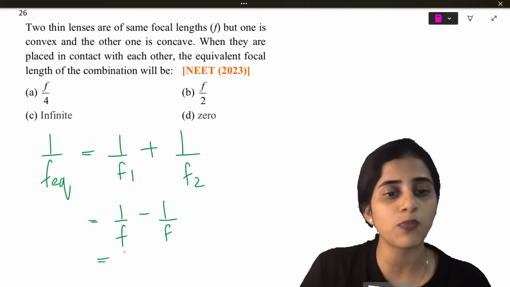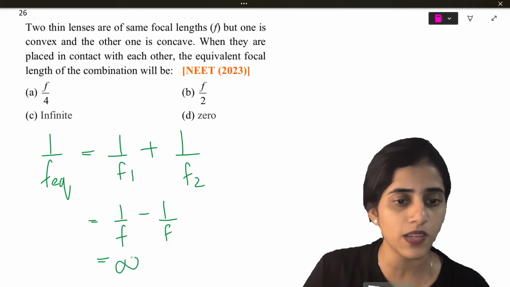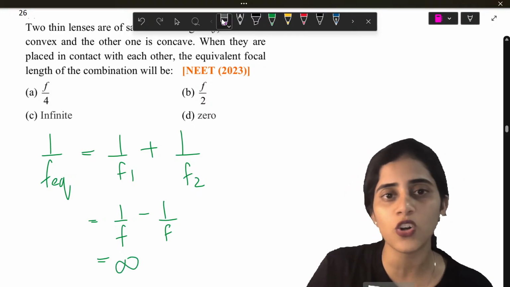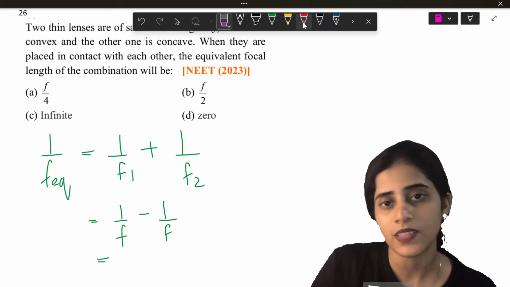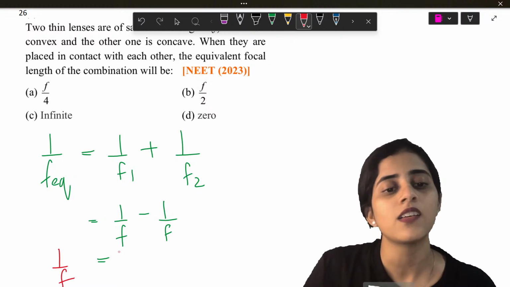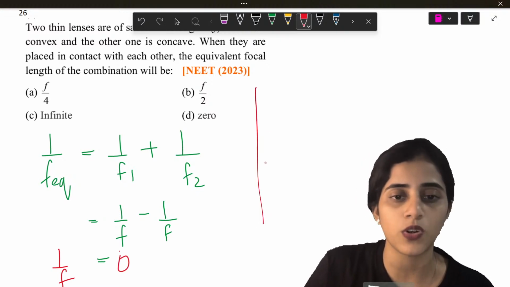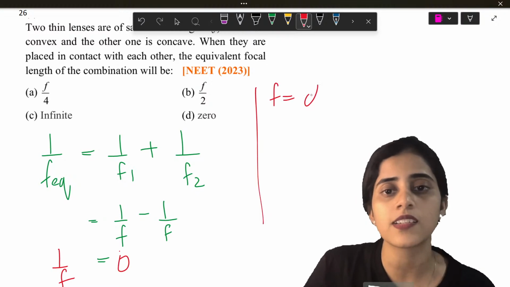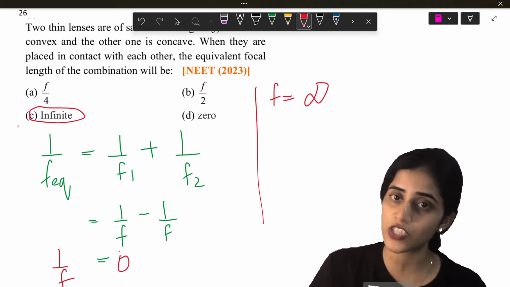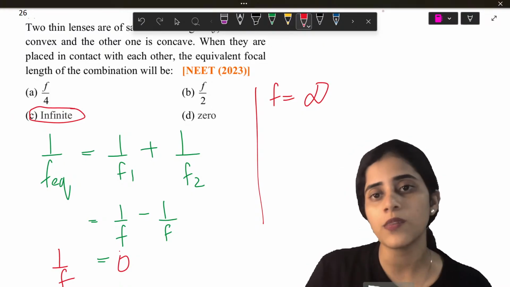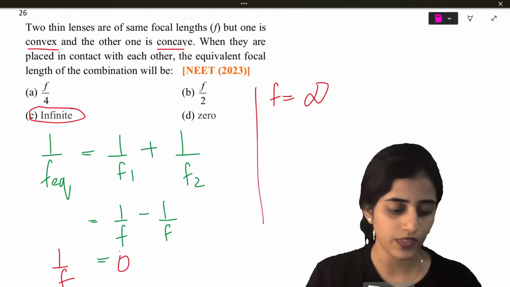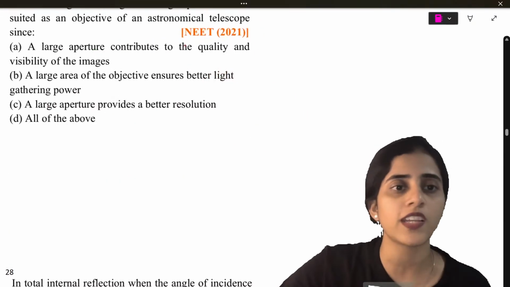So what is 1 by f minus 1 by f? It's going to be 0, so the equivalent focal length is infinity. Why? Because 1 by F is 0, so F is infinity. The reciprocal of 0 is infinity. Very easy because one is convex and the other is concave. Let's move on to the next question.